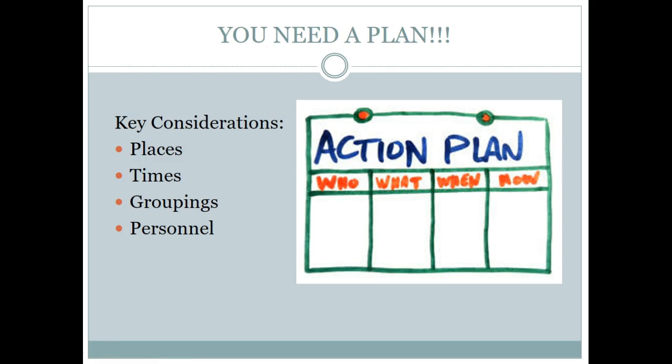Bottom line, you need a plan. You're making it for part 3 of assignment 2, and hopefully you get to go and implement this plan. Things to keep in consideration are the places. So, places being the different tiers and where the different interventions are happening geographically within your school, the times, when are students receiving these interventions.